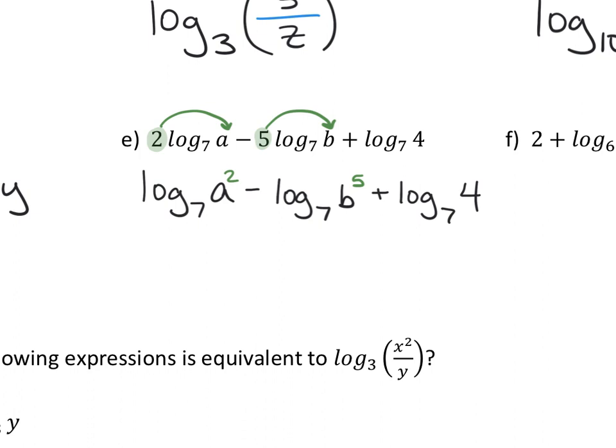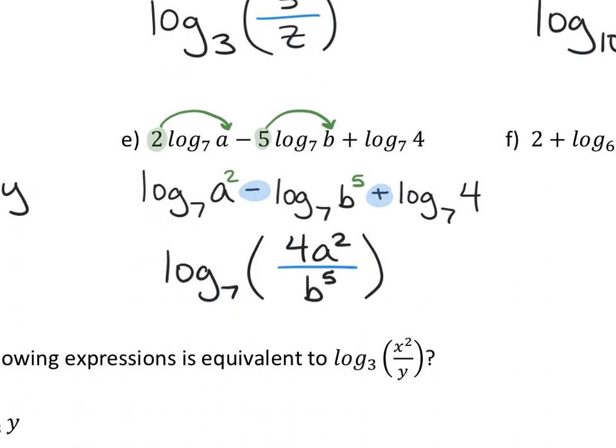Those are great questions. So what I want you to think about is, again, anything that's subtracted will go into the denominator. Anything that's added will go into the numerator. So positive things go in the numerator, negative things go in the denominator. Which means this should end up being log base 7 of, with a big divide, the positive things, which was 4 and a squared, and the negative things in the bottom, b to the 5th.